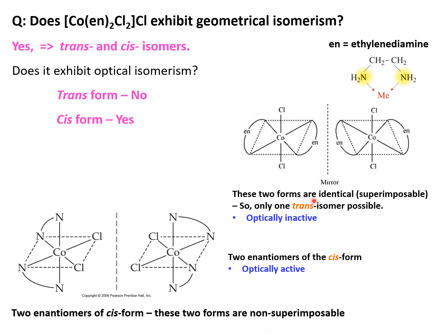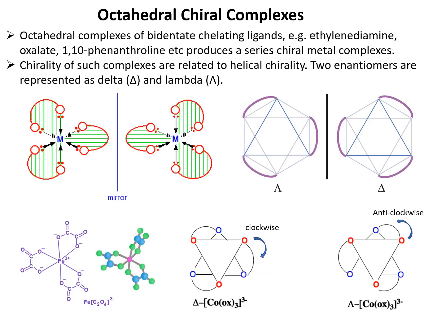The reason is that the two trans forms are identical, that is, superimposable. So only one trans isomer is possible, so it is optically inactive. Whereas the two enantiomers of the cis form are optically active. That means they are non-superimposable. So the two enantiomers are the cis form. These two forms are non-superimposable. So I'll repeat it again. In order to be optically active, it must have non-superimposable object and mirror images.